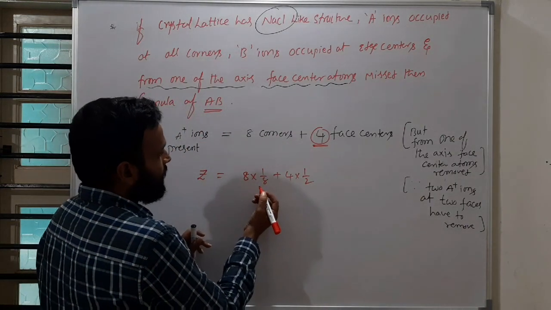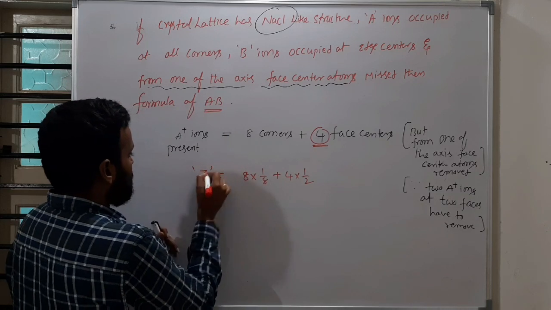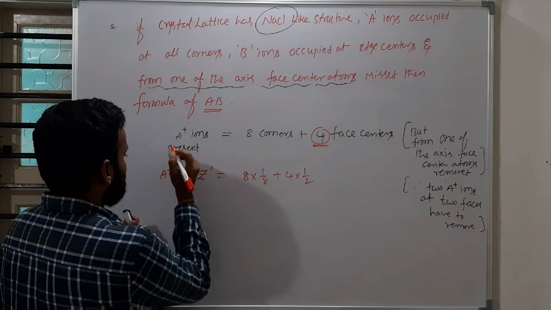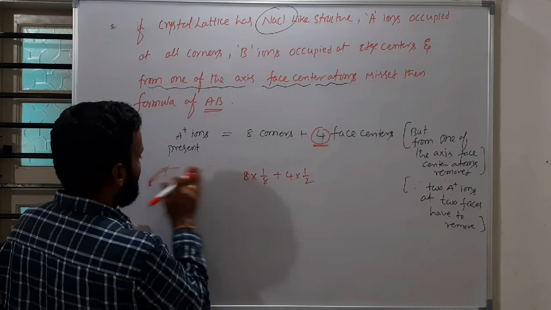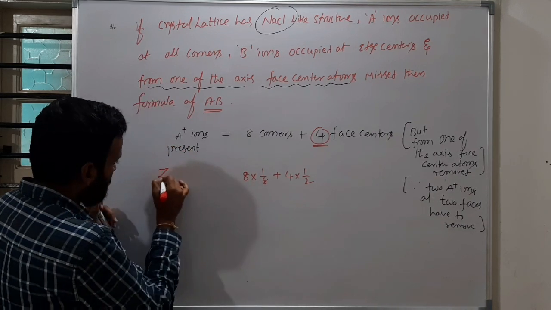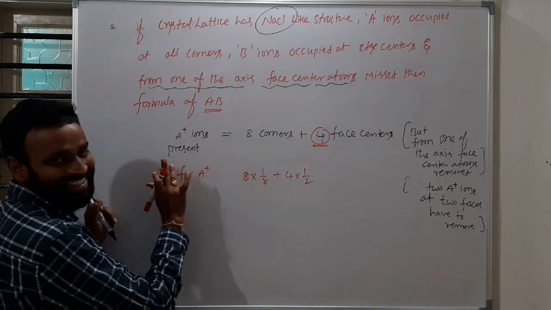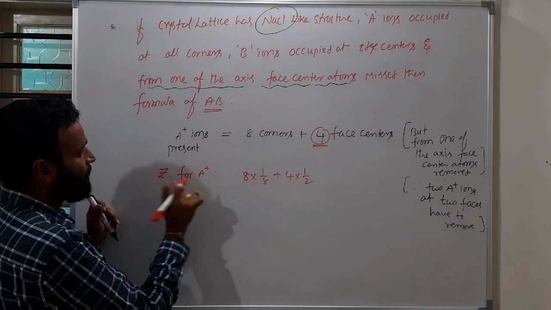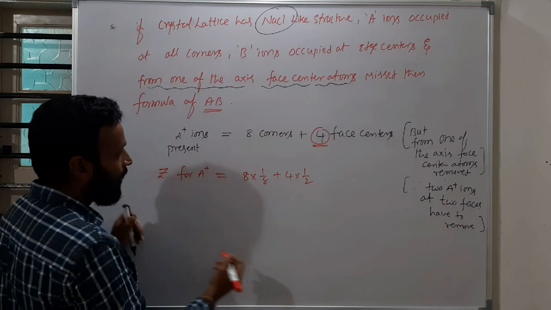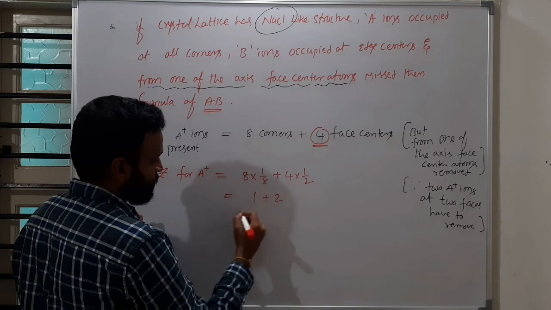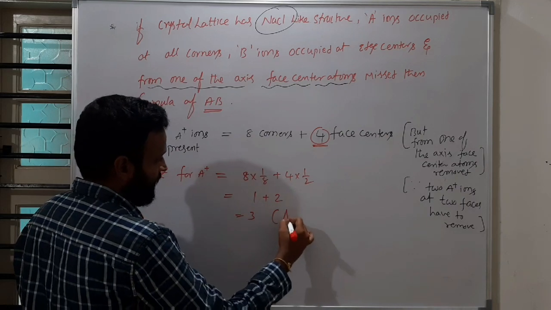So here how many Z, for whom? Z for the effective number of atoms for A plus. How many? It is 8 into 1 by 8, 1. 4 into 1 by 2, 2. So it's 3. So simply I know this is A3.